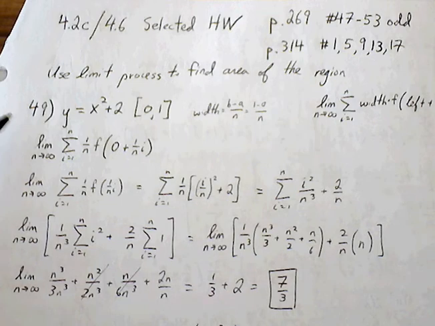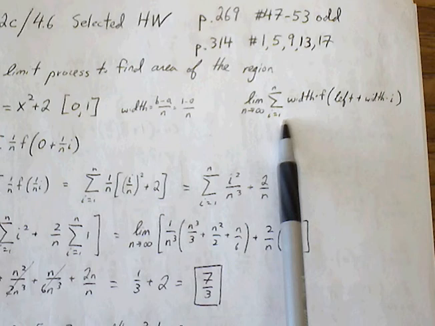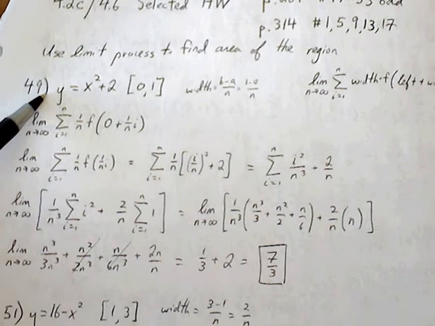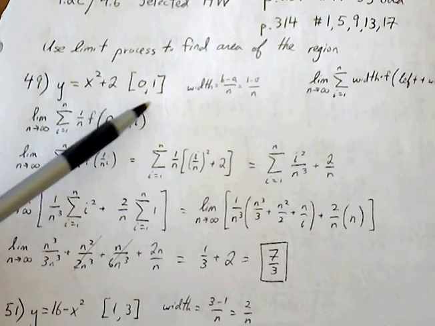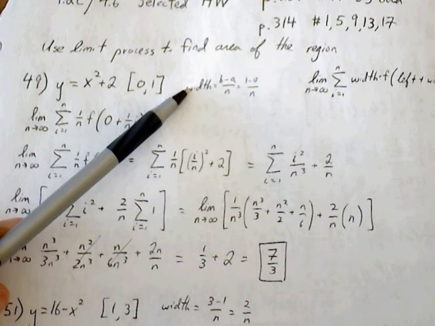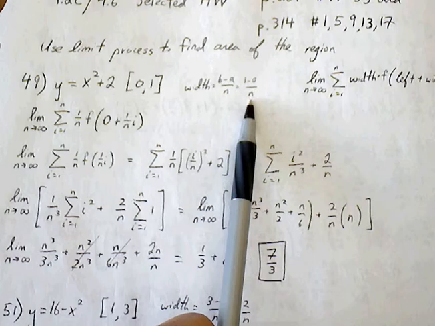So we want to use a limit definition, which is width times f of left plus width times i. We have our function for 49, y equals x squared plus 2, with x intervals from 0 to 1. So our width formula is b minus a over n, simply 1 minus 0 over n, so 1 over n.